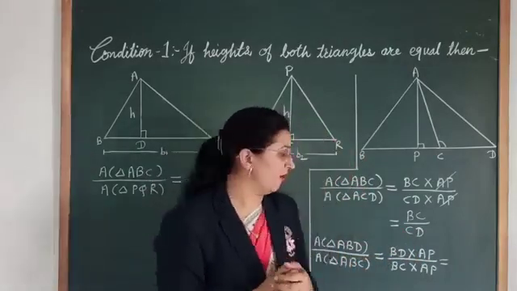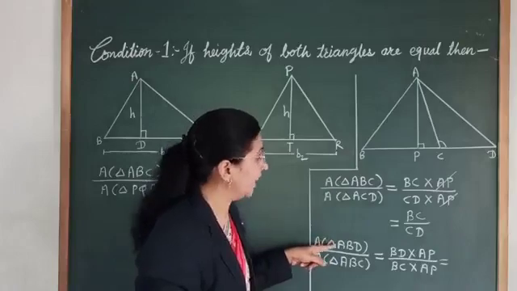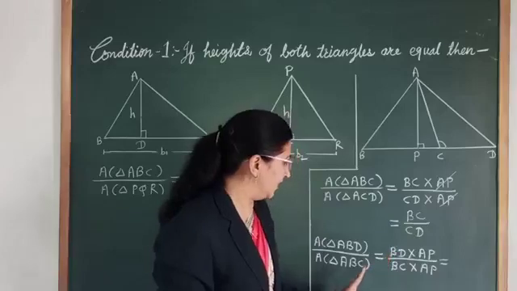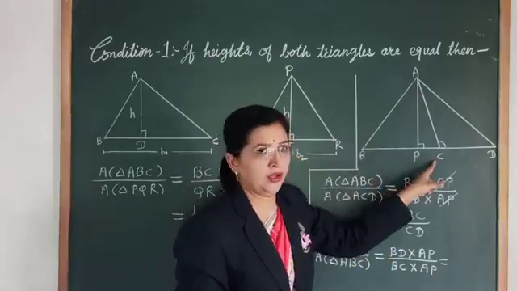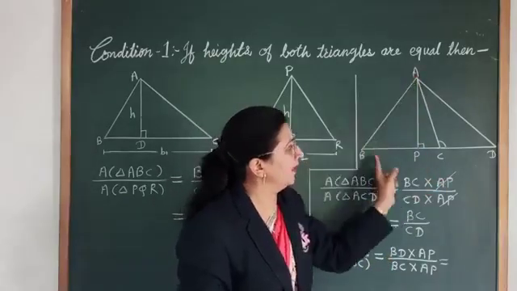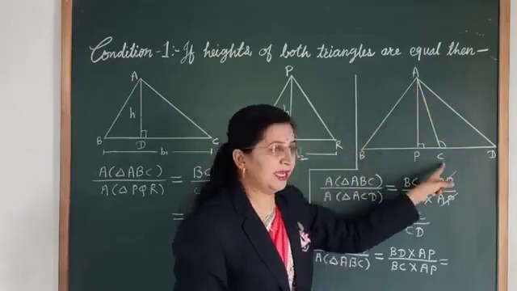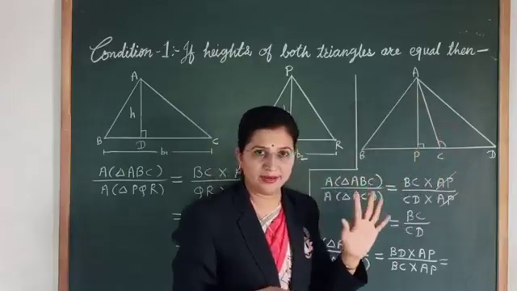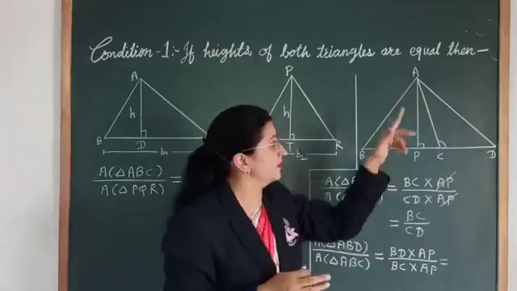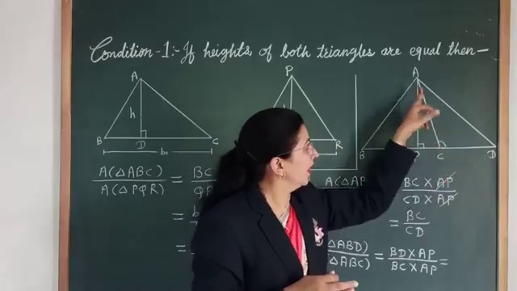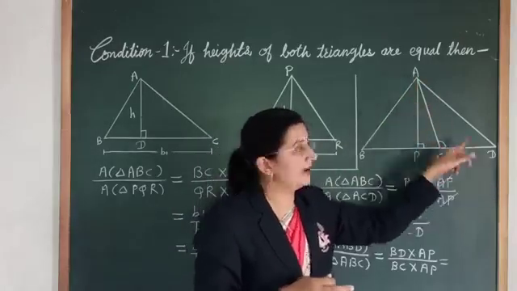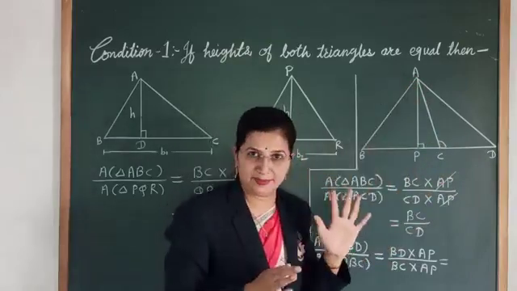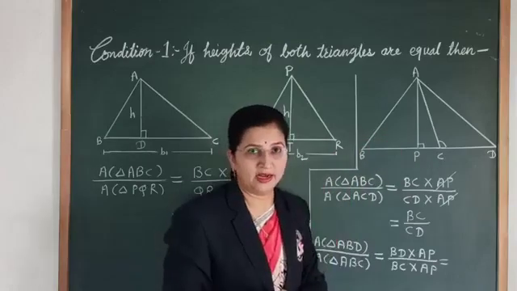If we take the ratio of area of triangle, which triangle? Triangle ABD. It means this bigger triangle with the triangle ABC. You may take ABC or you may take ACD. Any one of these triangles you can take with the big triangle. So here all these three triangles, the triangle ABC, ACD and triangle ABD, have the same height AB. So any two pair of triangles you can take here.